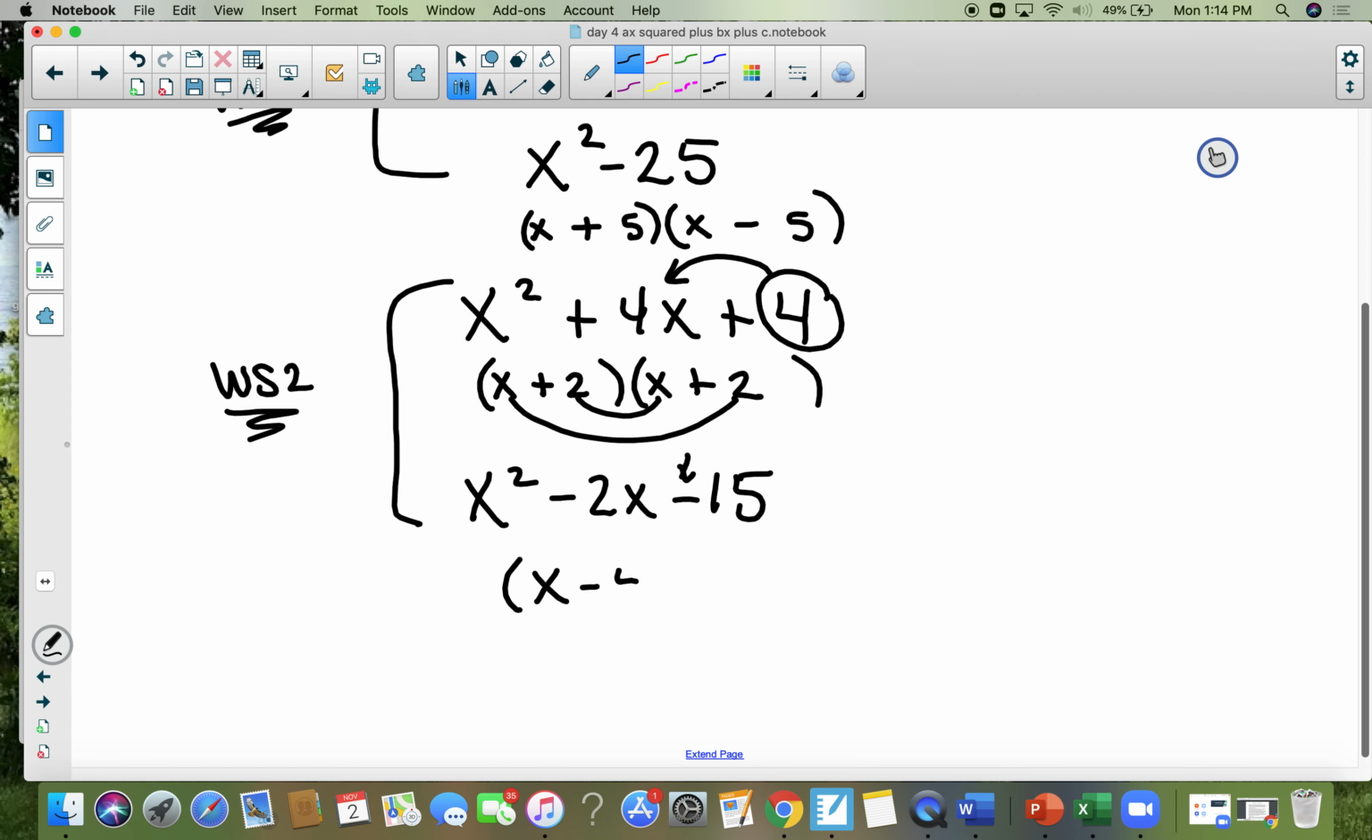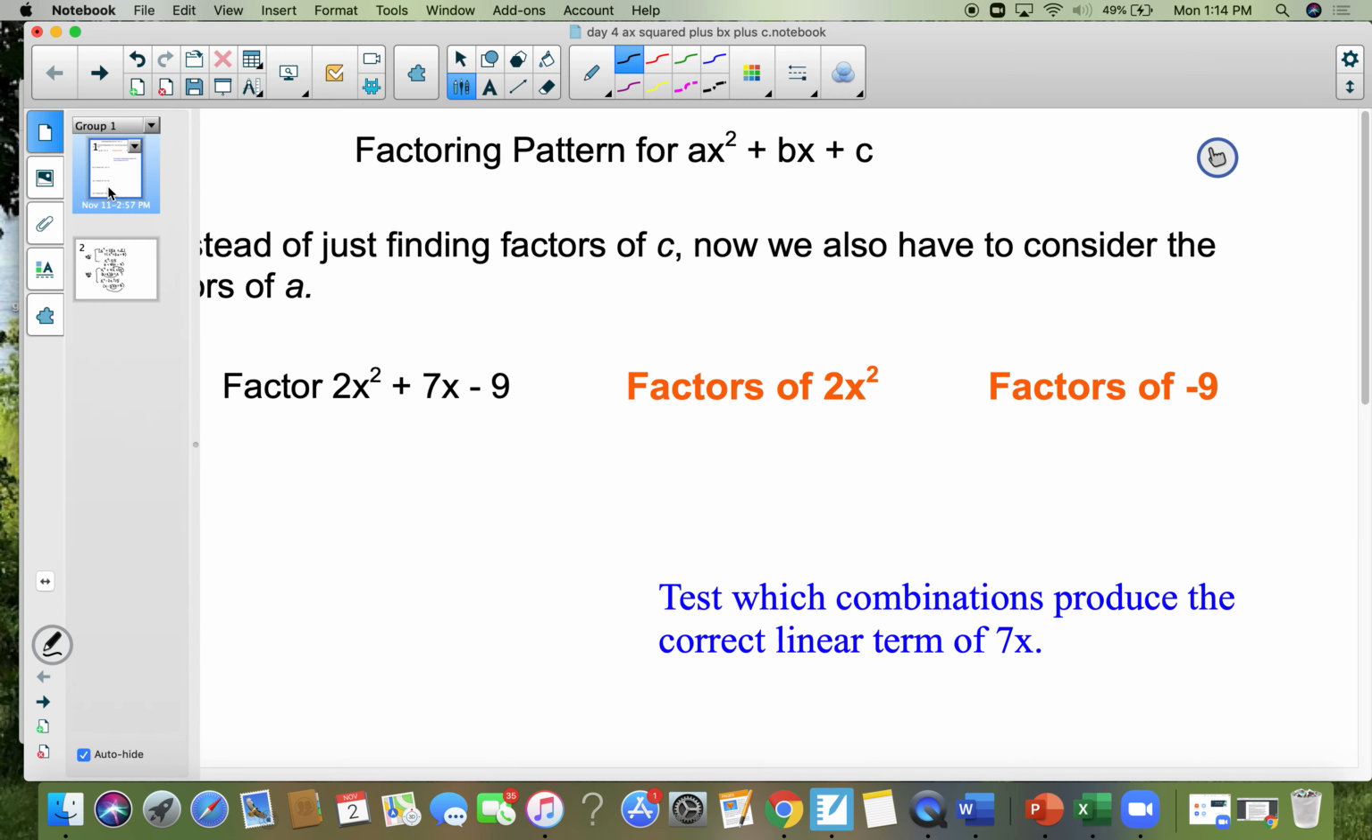I'm going to do x minus 5 and x plus 3. Well, I know a negative 5 times 3 gives us a negative 15. A negative 5x and a positive 3x gives us the negative 2x. So that's what we've done in the first 2 days. This is the third day now.